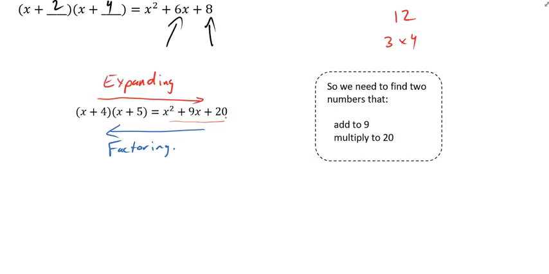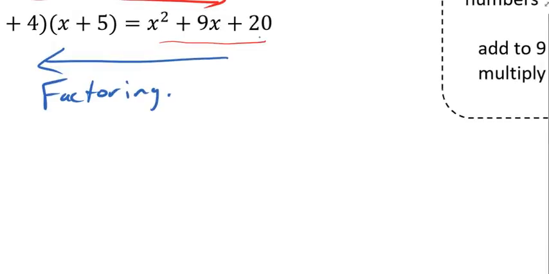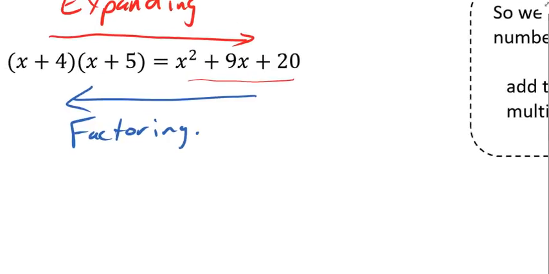I expand two binomials to get a trinomial. I factor the trinomial to get the two binomials back. And really what it boils down to is I'm looking for two numbers that multiply to 20 and add to 9. So I look at this trinomial. 20 is my constant. 9x is the middle term. Two numbers that multiply to 20 and add to 9.